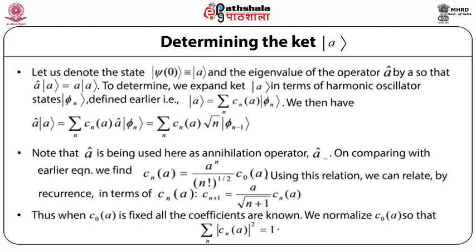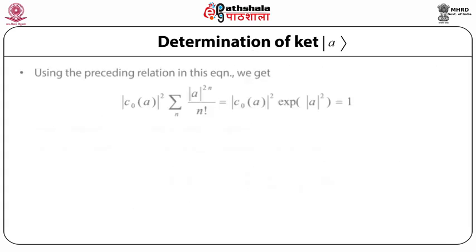So we normalize C naught as a function of A so that we can find out Cn as a function of A, and we see that this satisfies the relation summation over n square of the modulus of Cn as a function of A gives us 1. That is, we actually get the normalization condition. Determination of the ket vector A.